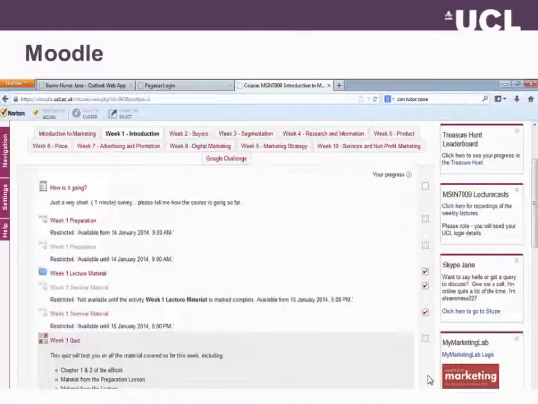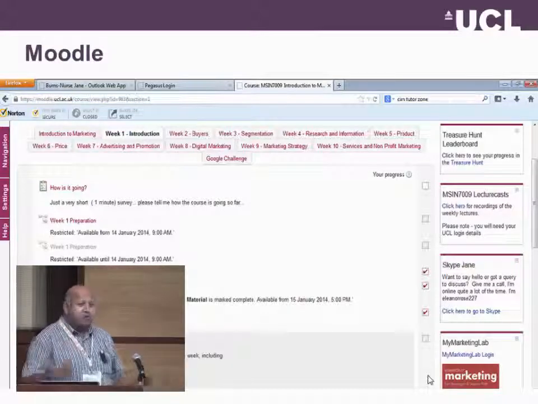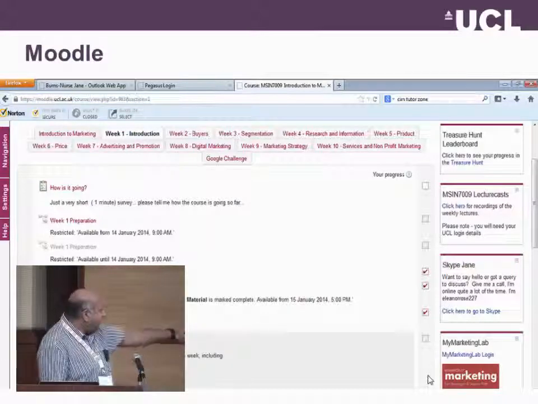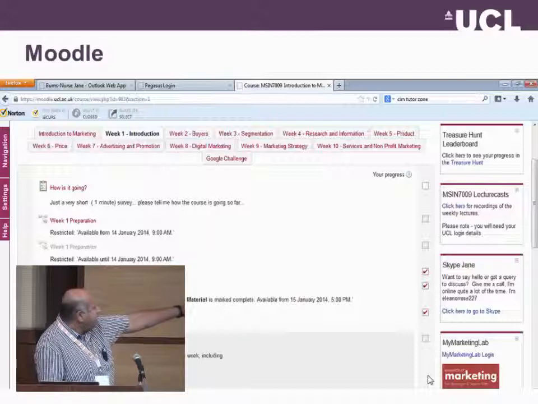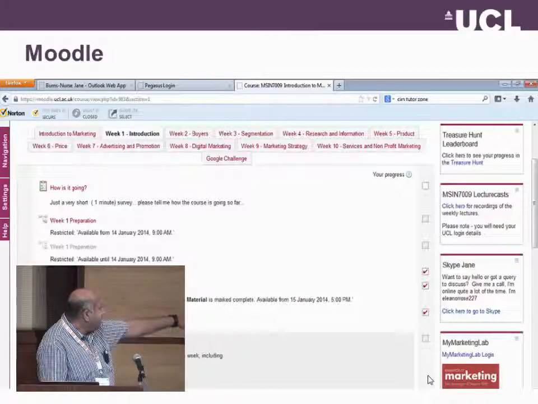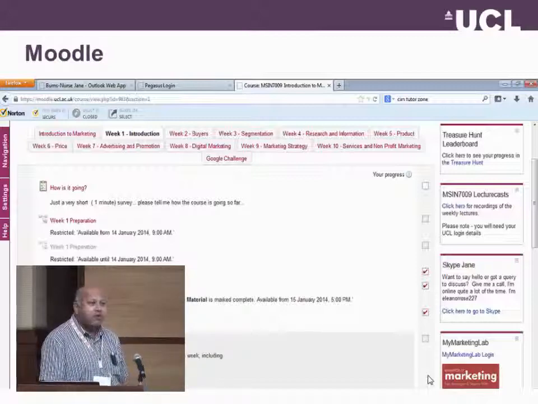And within Moodle itself, I'm not quite sure how much you can see of this, but at the top are all the tabs. So when the students started, they had access to this, and then they could see week by week the different aspects of marketing that were coming up. And for week 1, the introduction, they had to complete a survey on how things were going, and this was a week by week assessment of how the students were feeling about the course.